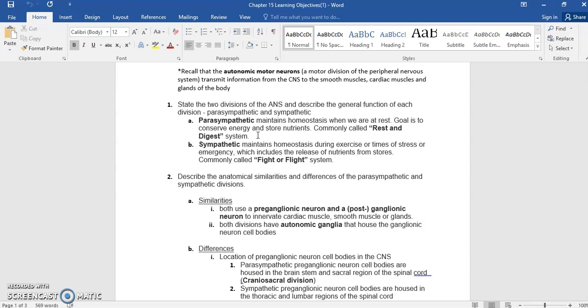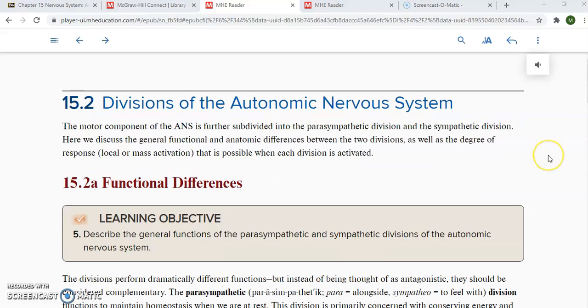And so there's a nice little balance between the parasympathetic motor neurons and the sympathetic motor neurons. They're controlling those cardiac muscles, smooth muscles, and glands so that they allow us to respond to whatever environment we're in the proper way. So, all right, that is our two divisions of the autonomic nervous system.